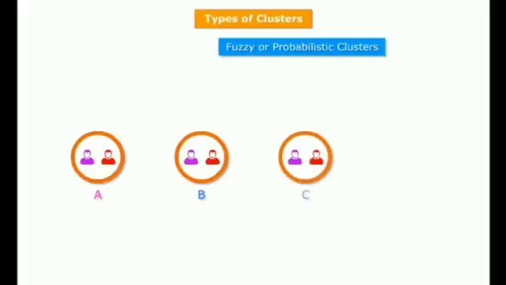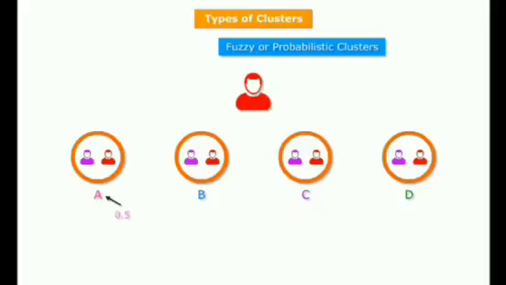Fuzzy or probabilistic clusters. Each data point belongs to all cluster groups with varying degrees of membership from 0 to 1. For example, in a dataset with clusters A, B, C, and D, a data point can be associated with all clusters with degree A = 0.5, B = 0.1, C = 0.4, and D = 0. Instead of a definite association of a data point with one cluster, fuzzy clustering associates a probability of membership to all the clusters.